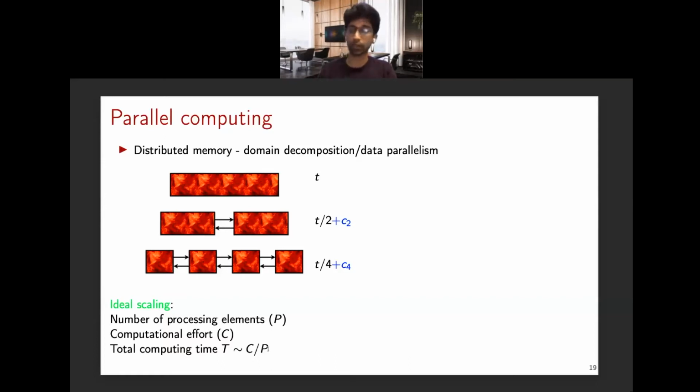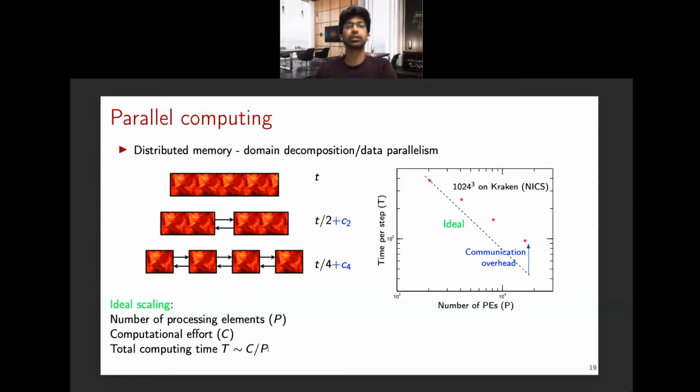I will now show you on the right a picture of what is called a strong scaling graph, where we increase the number of processors to perform a simulation, in this particular case of isotropic turbulence with a 1024 cube grid on, back then, the Kraken supercomputer at Oak Ridge.